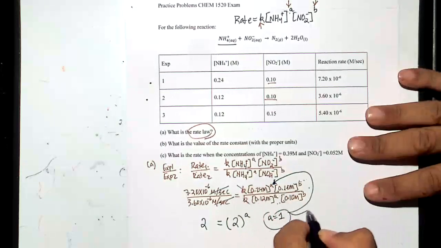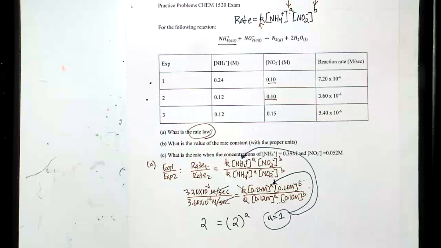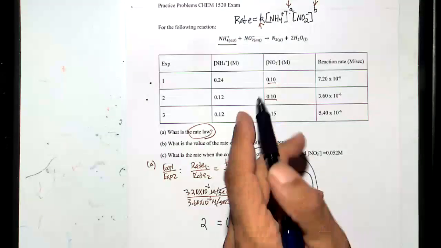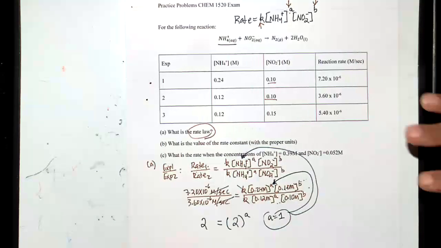So this reactant, which is actually NH4 plus, decays with first order kinetics. You can bring that rate law sheet to the exam. That will tell you all the equations you need to know for something that decays with first order decay. So a is equal to 1.